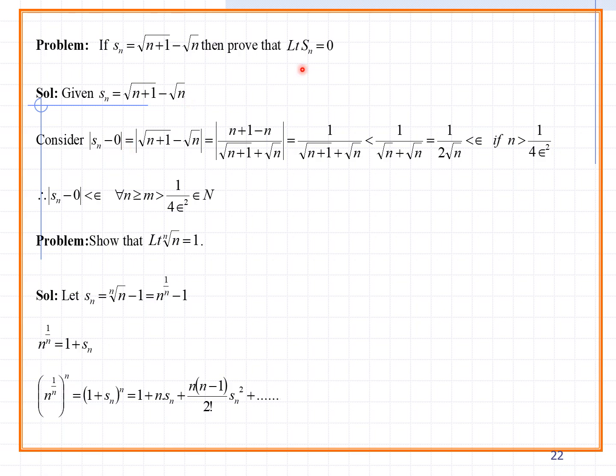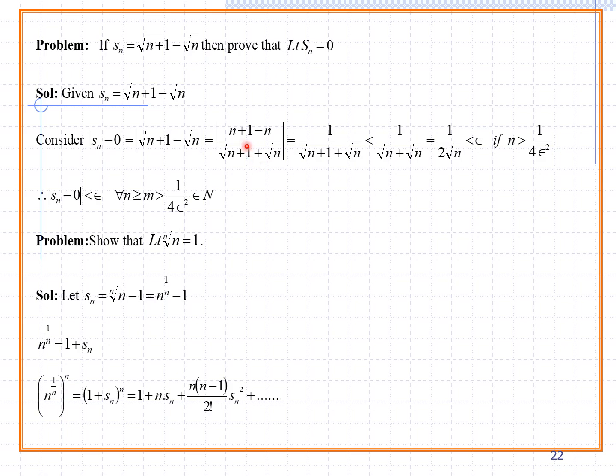Here the value is given 0. Modulus Sn minus 0, where Sn is the given sequence: root over n plus 1 minus root n. Just multiply and divide by root n plus 1 plus root n to rationalize. The numerator is a plus b into a minus b, so both roots cancel and you get n plus 1 minus n. The denominator is root over n plus 1 plus root n.